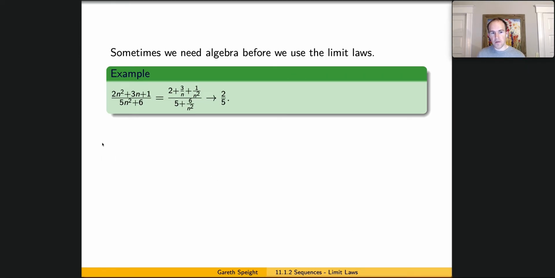For instance, we look at (2n² + 3n + 1) over (5n² + 6). If you just look at the top and the bottom separately without doing anything, the top is going to go to infinity, and the bottom is going to go to infinity. There's not a lot you can say with the limit laws.